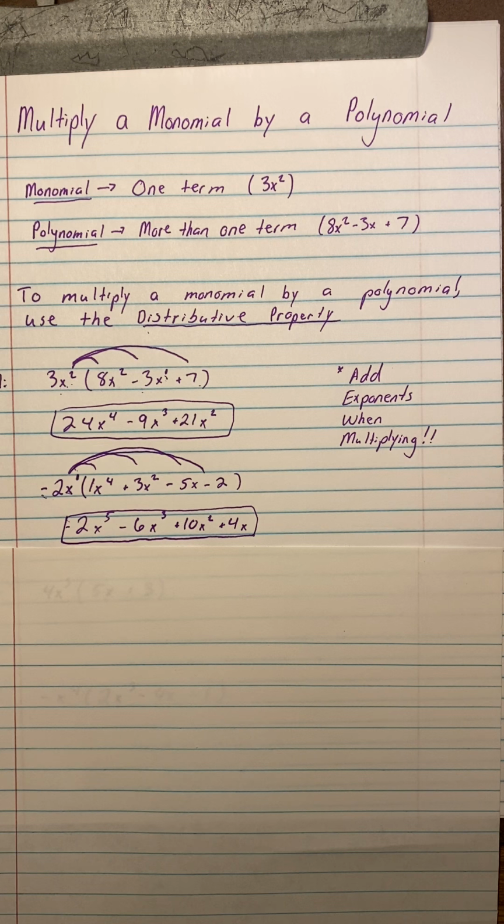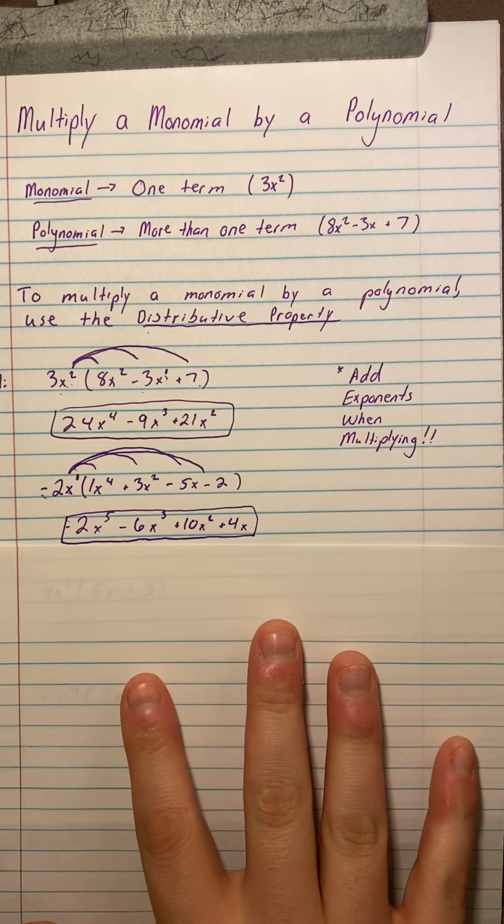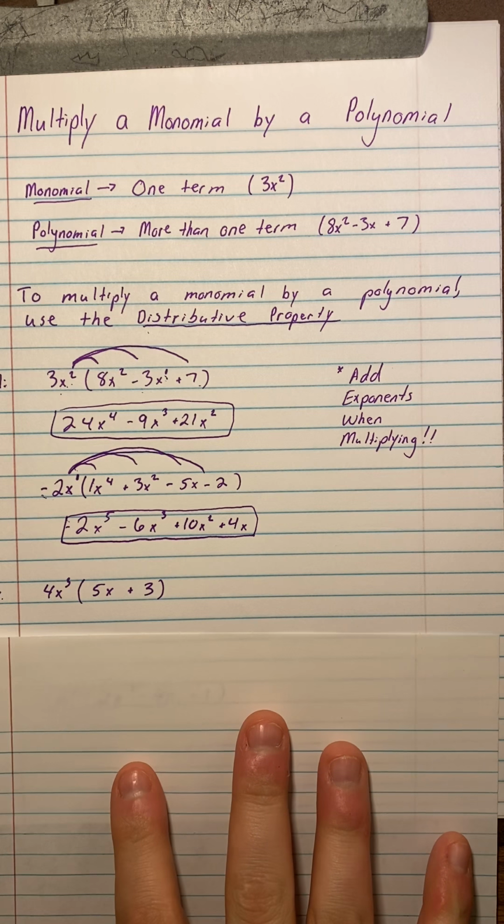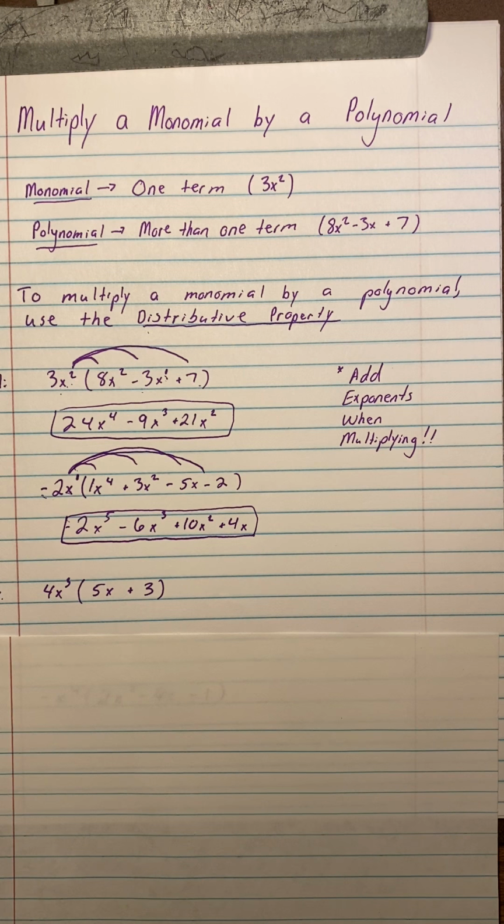So for the next example, I want you to try it on your own. So we're going to try doing 4x to the 3rd times 5x plus 3. So go ahead and pause the video, and in your notes, try to do this problem. Multiply 4x to the 3rd times 5x plus 3. Please pause the video and try this problem.